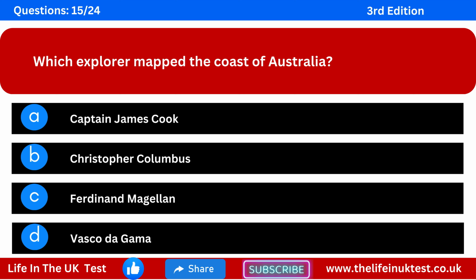Which explorer mapped the coast of Australia? Option A: Captain James Cook. Option B: Christopher Columbus. Option C: Ferdinand Magellan. Option D: Vasco da Gama.